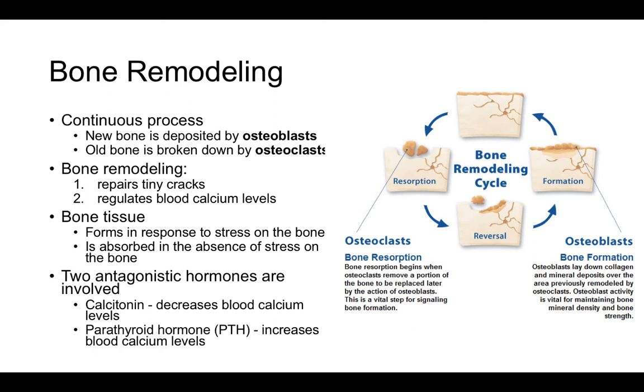We have calcitonin, which decreases the blood calcium levels. That means calcitonin puts calcium into the bones. And parathyroid hormone increases blood calcium levels by taking calcium from the bones and putting it into the blood.